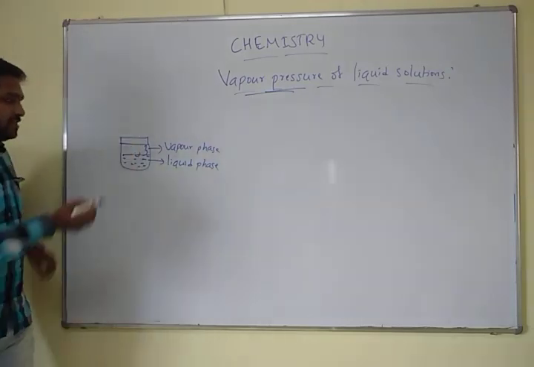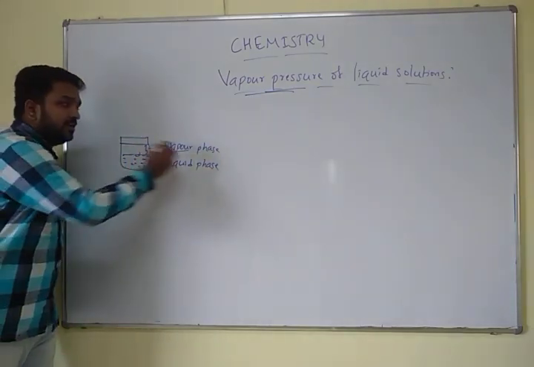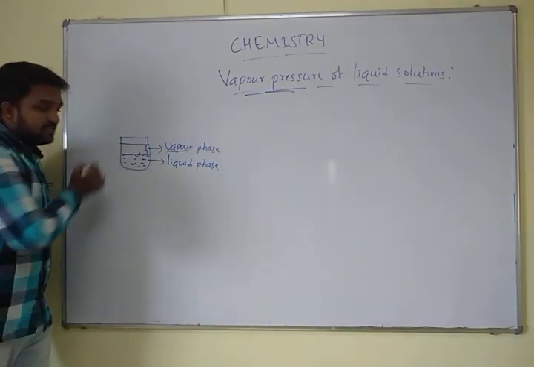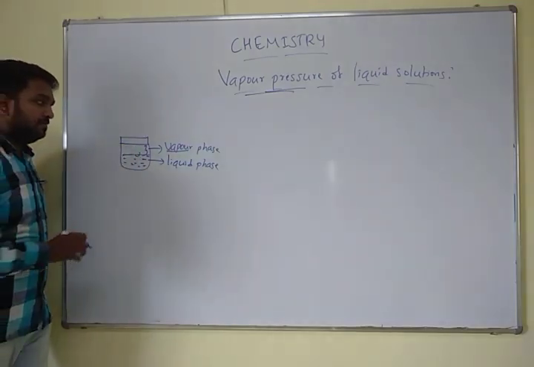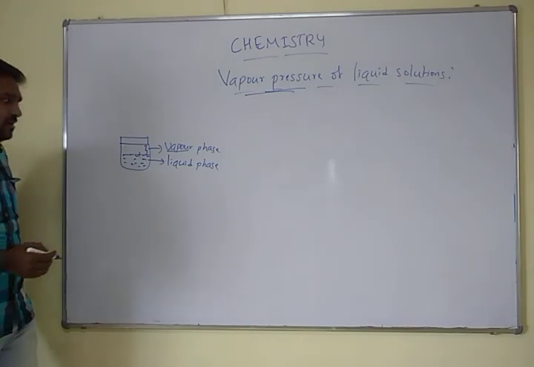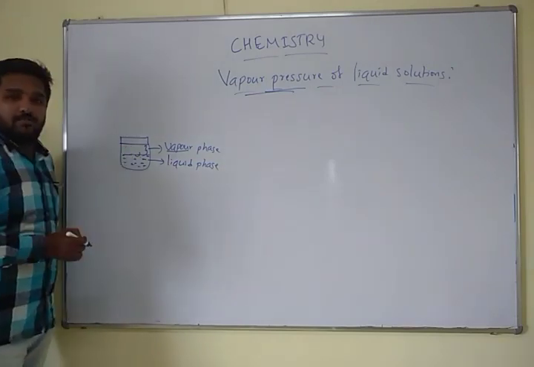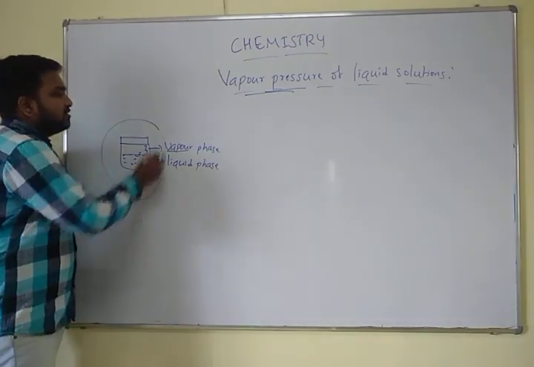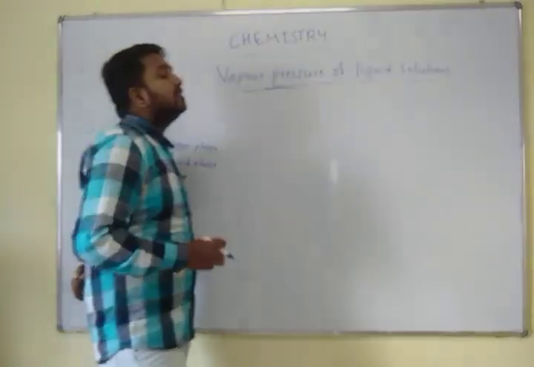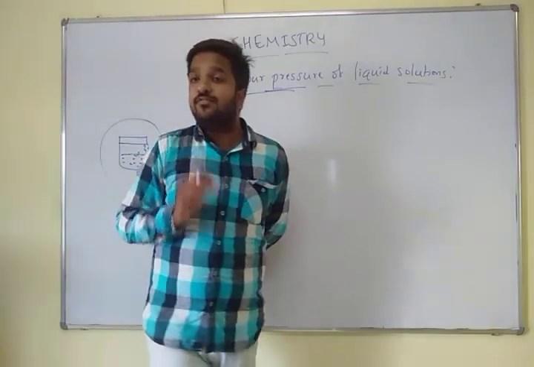So vapor pressure is the pressure exerted by the vapor above this liquid phase when they are in equilibrium at a particular temperature. We call it as vapor pressure. Clear? So they will be in equilibrium. Both the vapor phase and the liquid phase will be in equilibrium. So this is vapor pressure. Now let us look at the vapor pressures of the liquid solutions.